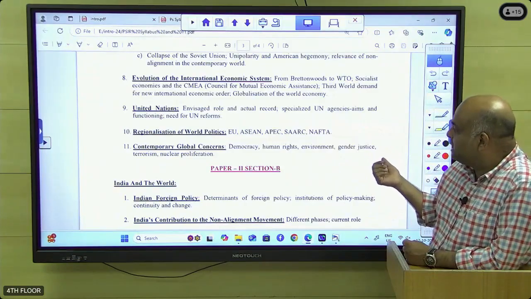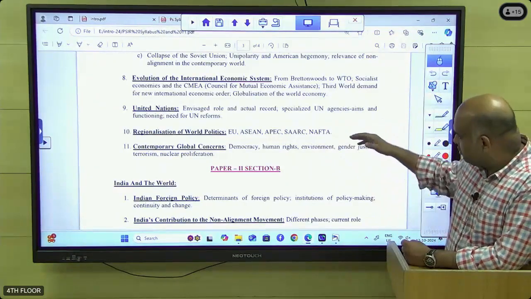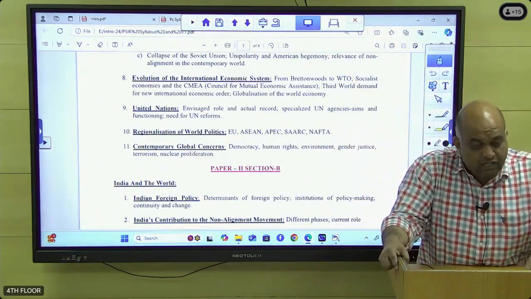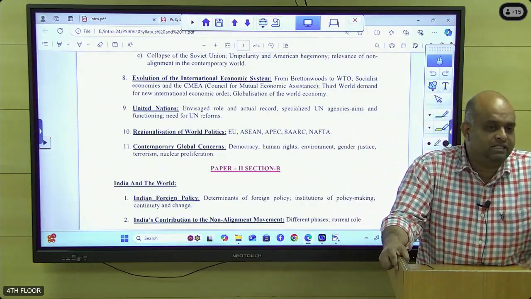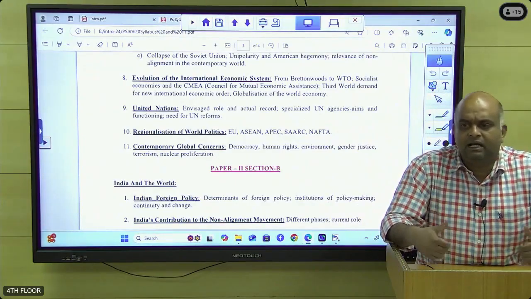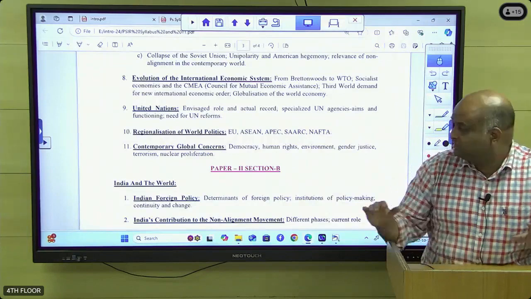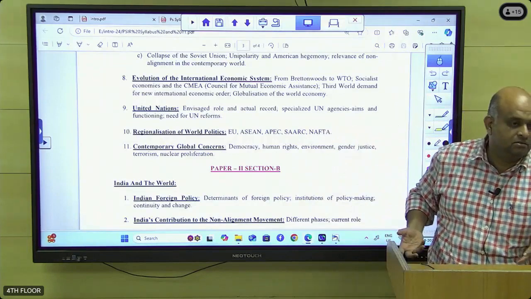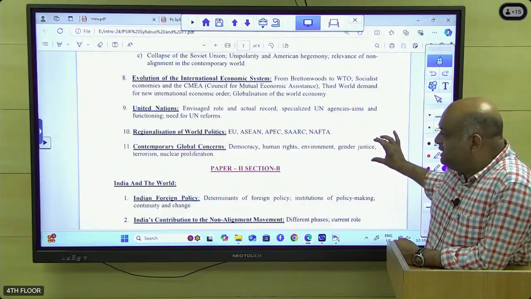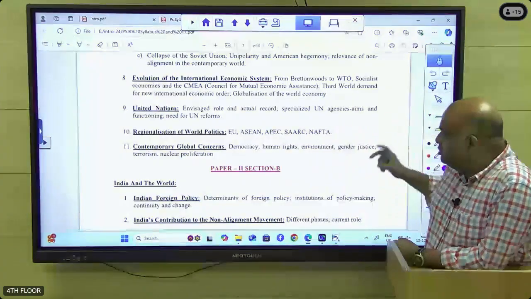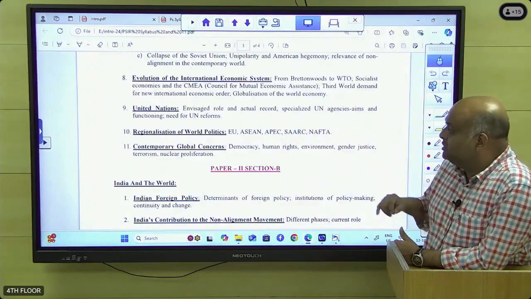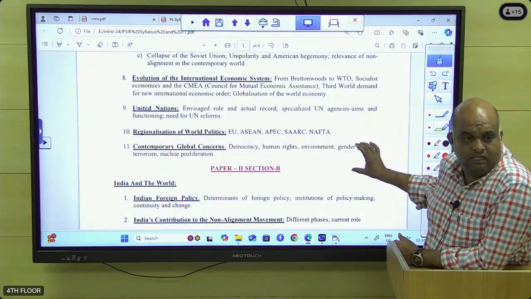EU, ASEAN, APEC, SAARC, NAFTA, BRICS. Not only these 5 organizations, other organizations which are in news, that also may come in the examination. Easily we can handle it. So the international meet, the groupings, India now opting for membership in every group, so all these things may come under this. Regionalization, BRICS, SAARC, ASEAN, like that. And then the contemporary world, global concern. This is completely an essay topic. Democracy, human rights, environment, justice, gender justice, terrorism, and nuclear proliferation. So all these things may be useful in your essay topic.